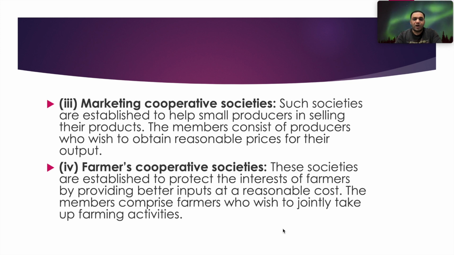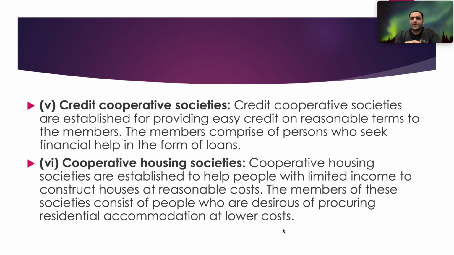Number four is farmers cooperative societies. These societies are established to protect the interest of farmers by providing better inputs at a reasonable cost. The members comprise farmers who wish to jointly take up farming activities. Very clear to understand. Credit cooperative societies.